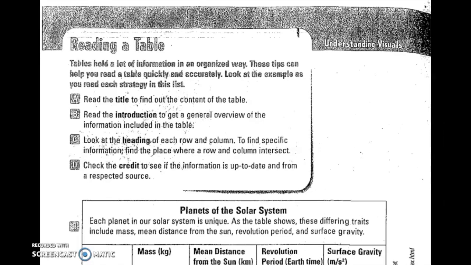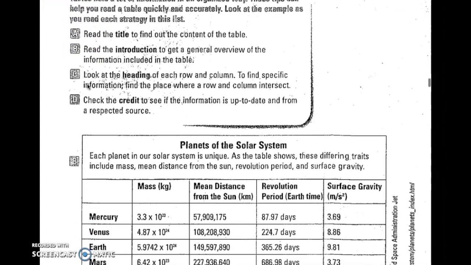Moving on here to reading a table. Tables hold a lot of information in an organized way. These tips can help you read a table quickly and accurately. Look at the example as you read each strategy in the list. Read the title to find out the content of the table. Read the information to get a general overview of the information included in the table. Look at the heading in each row and column. To find specific information, find the place where a row and column intersect, and check the credit to see if the information is up to date and from a respected source.